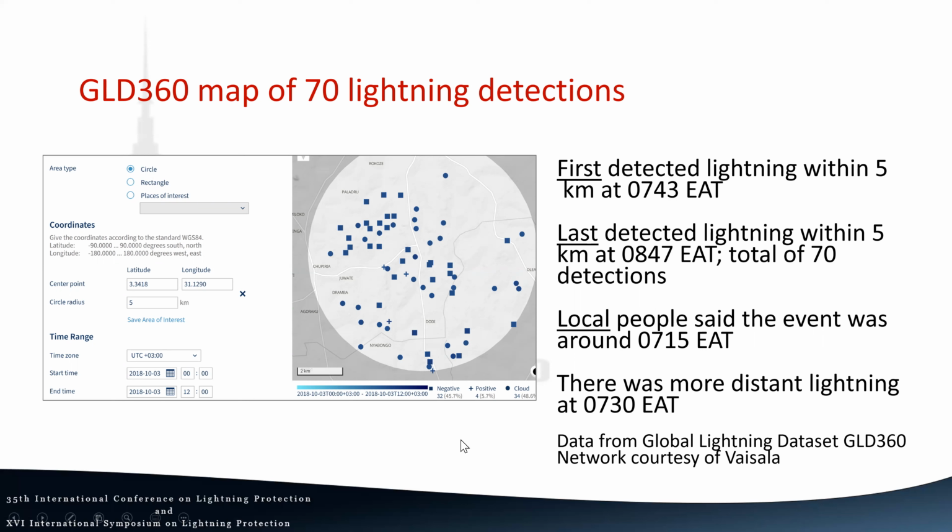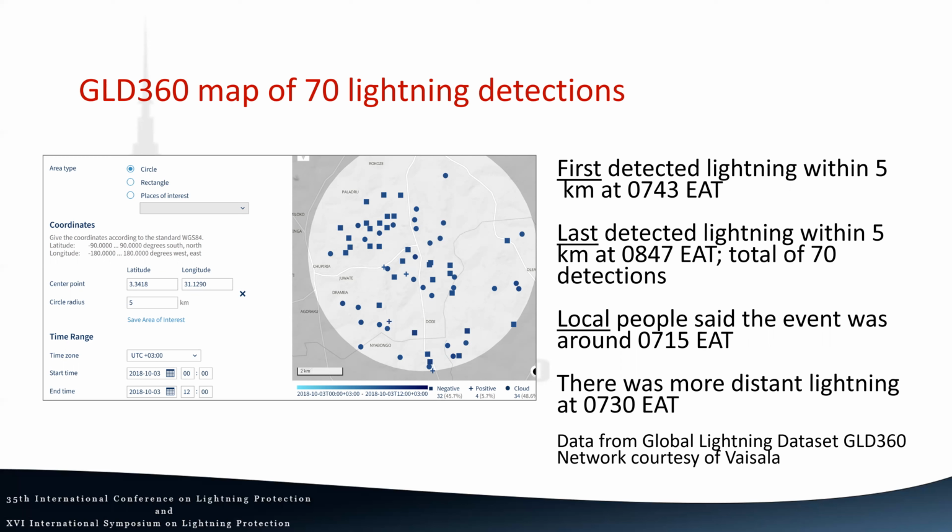So this is a map within 5 kilometers. The school was in the middle. Within 5 kilometers of the school, first lightning was actually detected close by at 7:43. Later on, the last one within 5 kilometers was an hour later. There were 70 detections. Many of them are negatives, some of them are positives, and some of them are also clouds. So we don't really know what they heard or exactly what the situation was in terms of thunder overhead. It's quite typical that what people remember is not really quite what happened, but this was a good start.